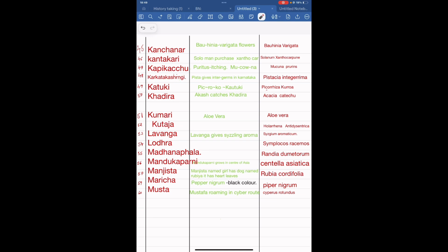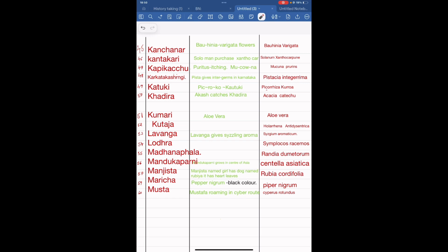Then there is Karkata Srungi. For Karkata Srungi, take the word Karnataka for memory. Pista gives intergerrima in Karnataka. So for Karkata Srungi, Pista gives Pistacia, and intergerrima for Karnataka. Simple.